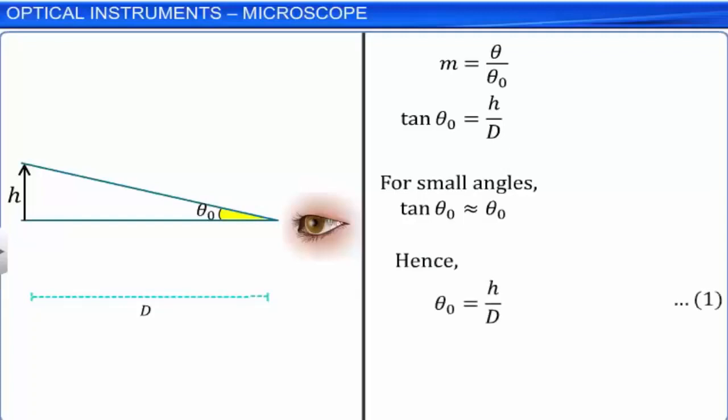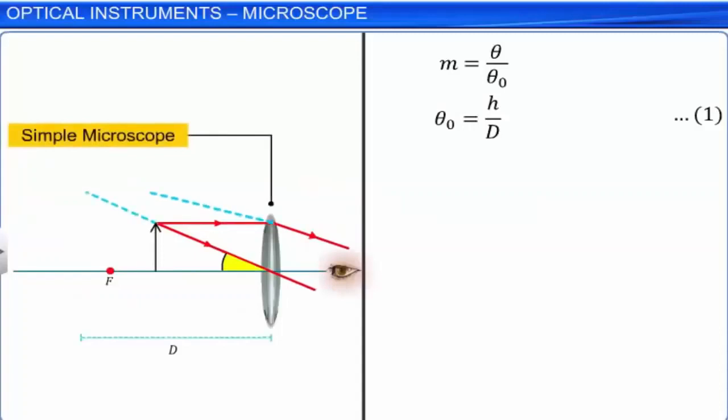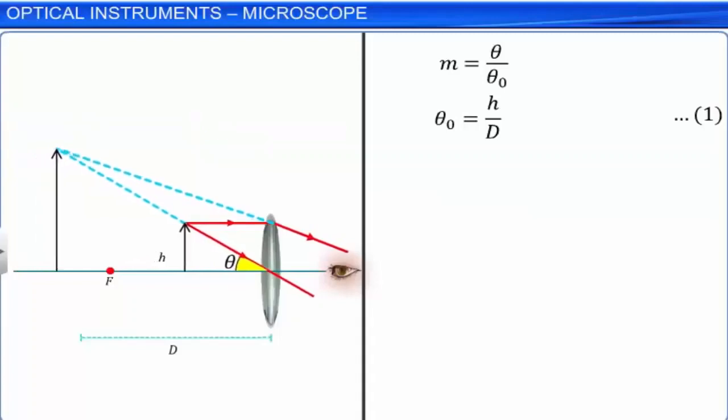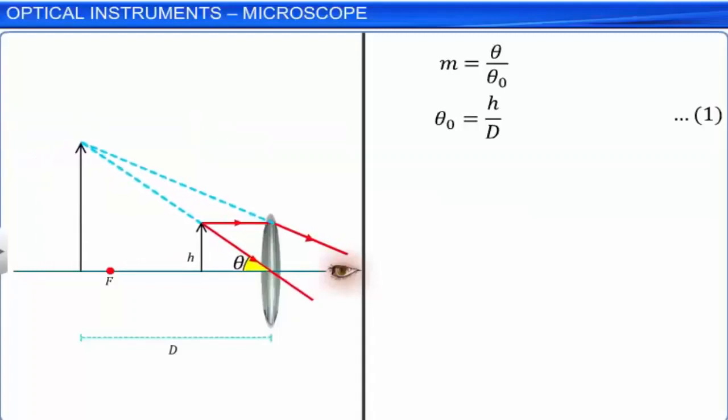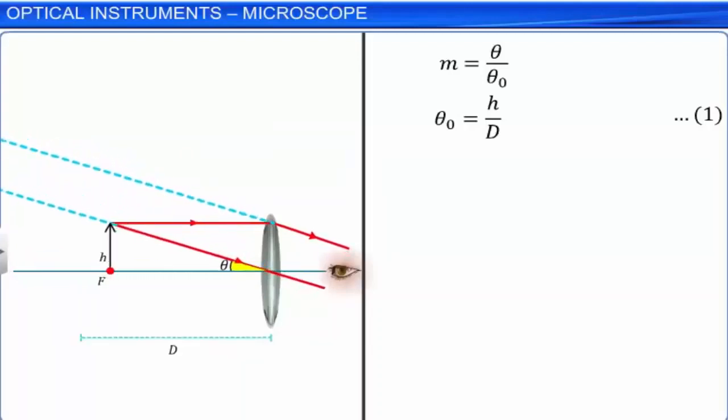When the object is viewed through a simple microscope, the angle subtended by the image is the maximum when it is formed at the near point, and minimum when it is formed at infinity. When a simple microscope is adjusted in such a way that the object is at a distance slightly less than the focal length of the lens, then the virtual image is formed almost at infinity. This situation is known as normal adjustment.